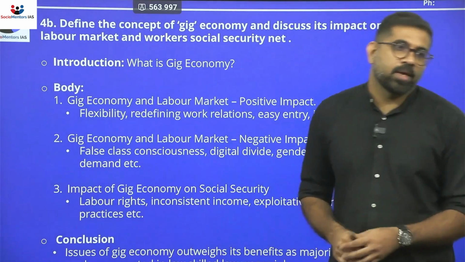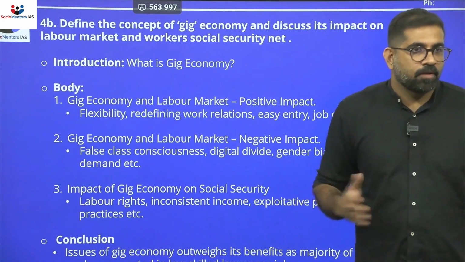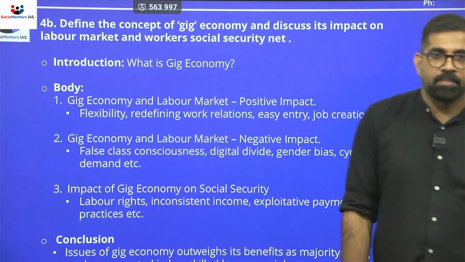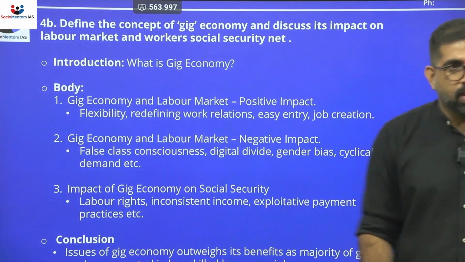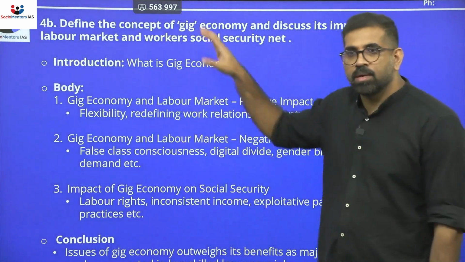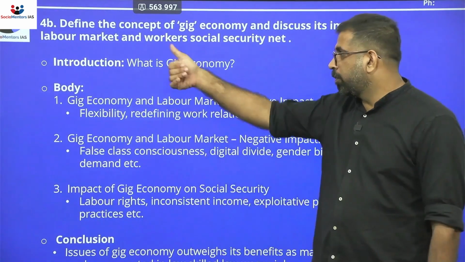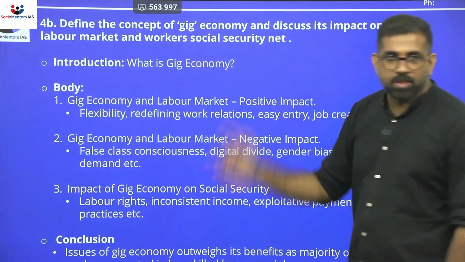For a 10 marker, you can combine it because you will not get enough space to separate the impact on labor market as well as the impact on social security. There you can combine it, but for a 20 marker, try to separate the impact on labor market as well as the impact on social security.